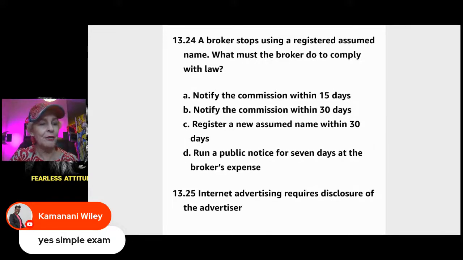The answer here is B, notify the commission within 30 days. So the commission allows us 30 days to make a change or register or let them know that we stop using a DBA. And we can do it right online.